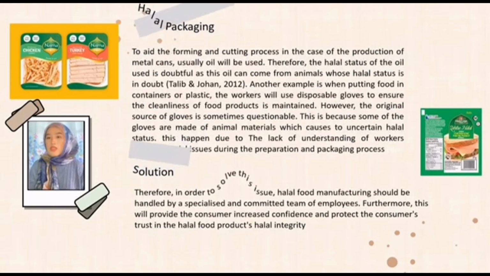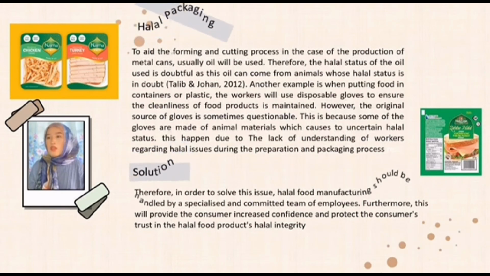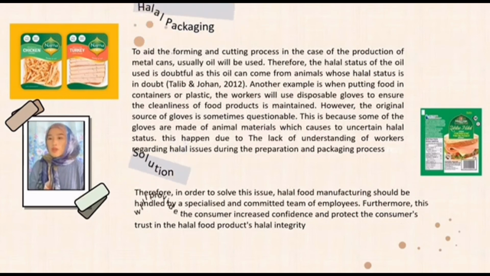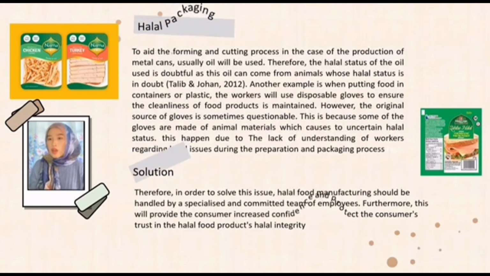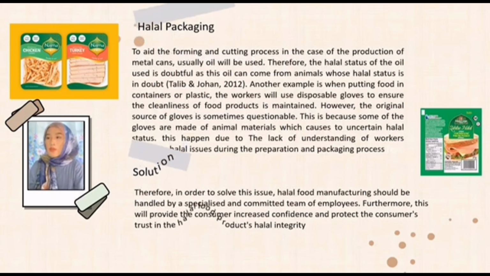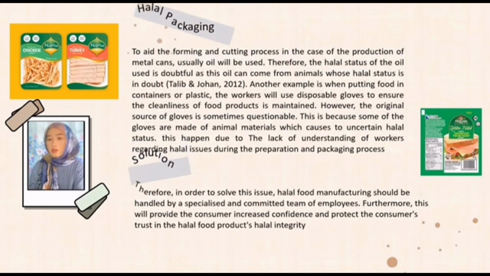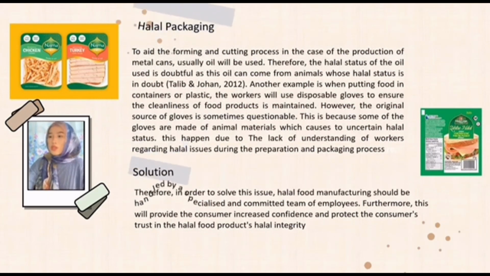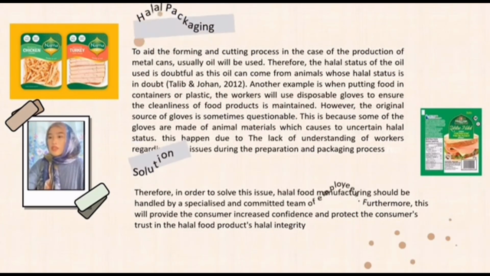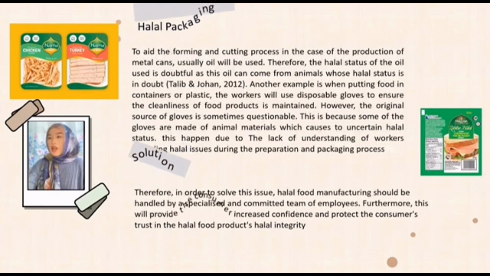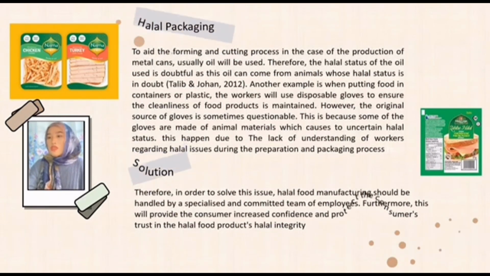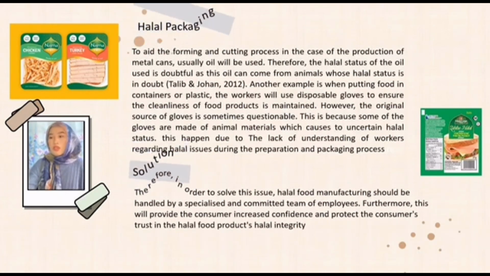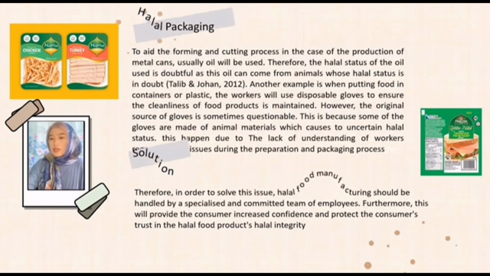The next issue is regarding halal packaging. To aid the forming and cutting process in the production of metal cans, usually oil will be used. Therefore, the halal status of the oil used is doubtful, as this oil can come from animals whose halal status is in doubt. Another example is when putting food in containers or plastic, the workers will use disposable gloves to ensure the cleanliness of the food products is maintained. However, the original source of gloves is sometimes questionable. This is because some of the gloves are made of animal materials, which causes uncertain halal status.